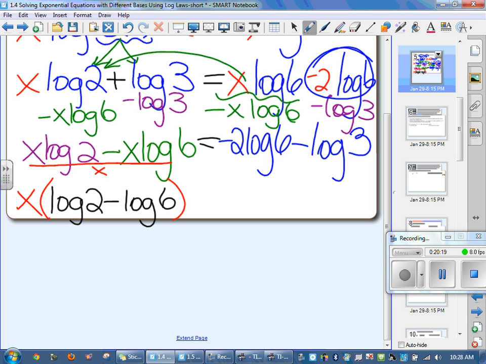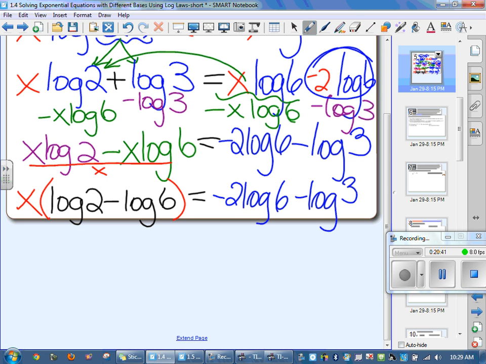On the right-hand side, you just follow along and write it left to right the way you see it. It hasn't changed at all. Minus 2 log 6 minus log 3. My very final step, I need to isolate x. So how do I get x by itself on the left?